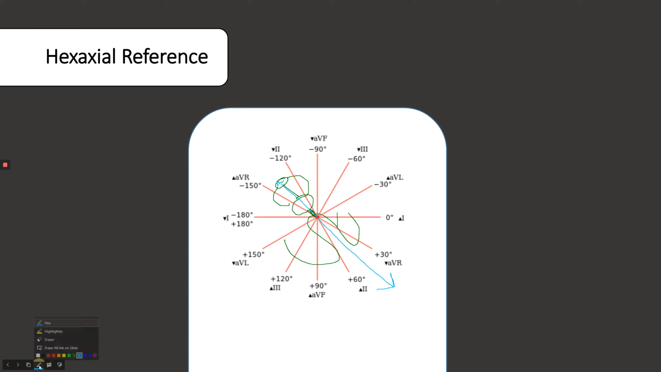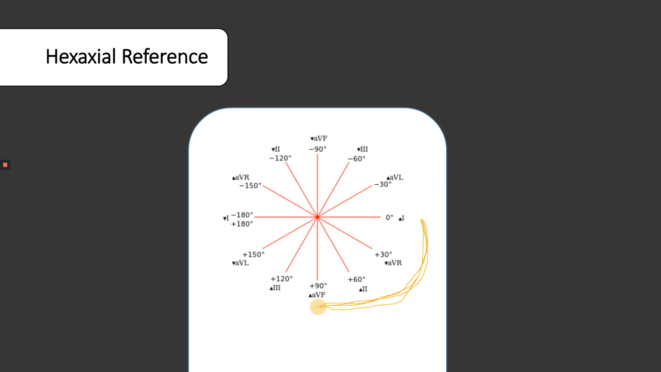Now, that's going to put me in a range starting from 0 and going all the way to 90 that I'm going to call normal axis right here. This is all normal axis, meaning that the direction of the electricity can start from here and go anywhere in this range and still be considered normal.